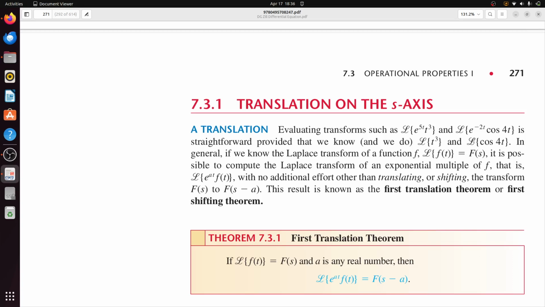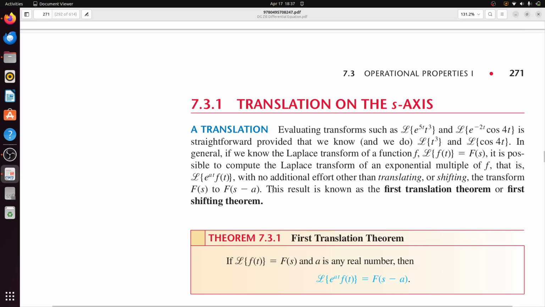So evaluating transforms such as the Laplace transformation of e to the power 5t into t cube or e to the power minus 2t into cos 4t is straightforward, provided that we know the Laplace transformation of t cube and cos 4t. In general, if we know the Laplace transform of a function f(t), then it is possible to compute the Laplace transformation of an exponential multiple of f, that is e to the power at into f(t), with no additional effort other than translating or shifting the transformation to F(s minus a).